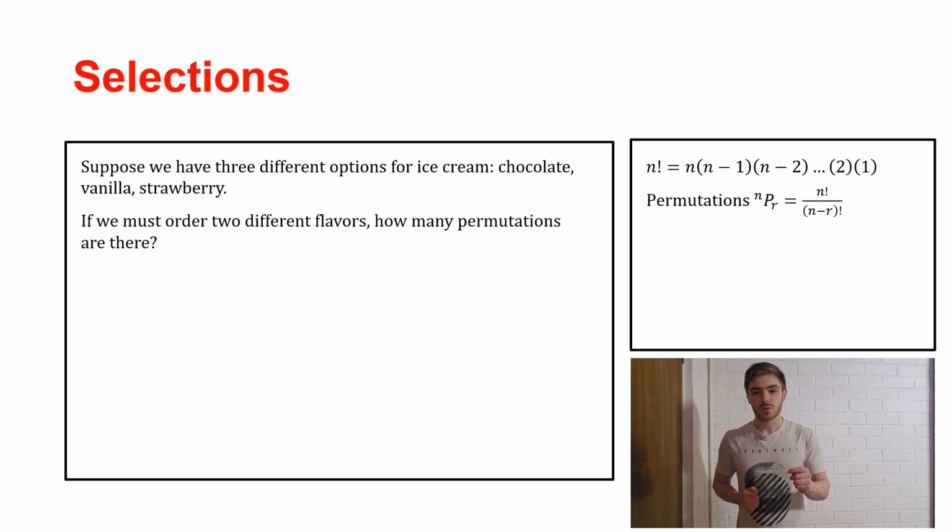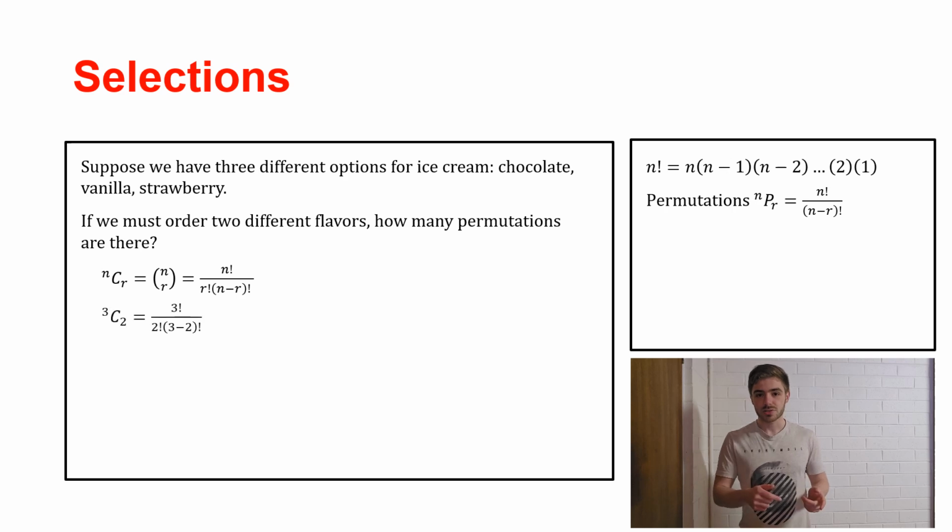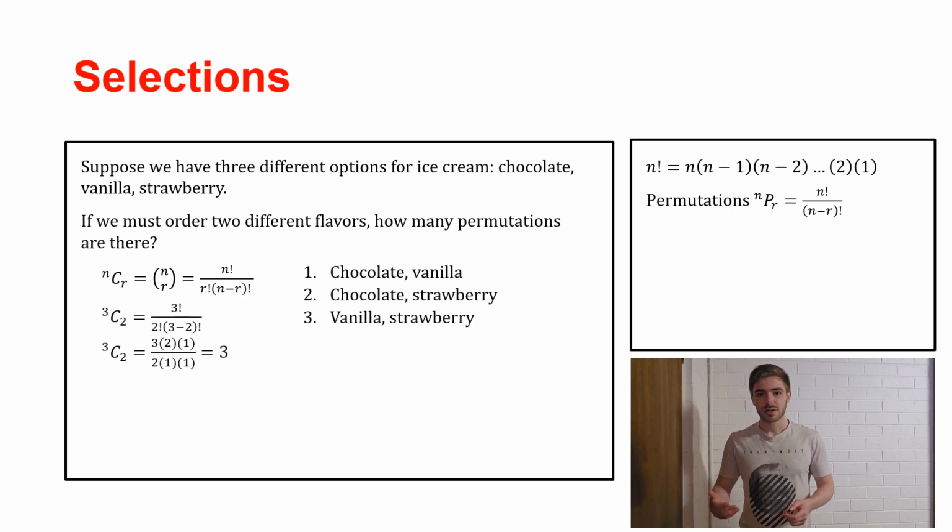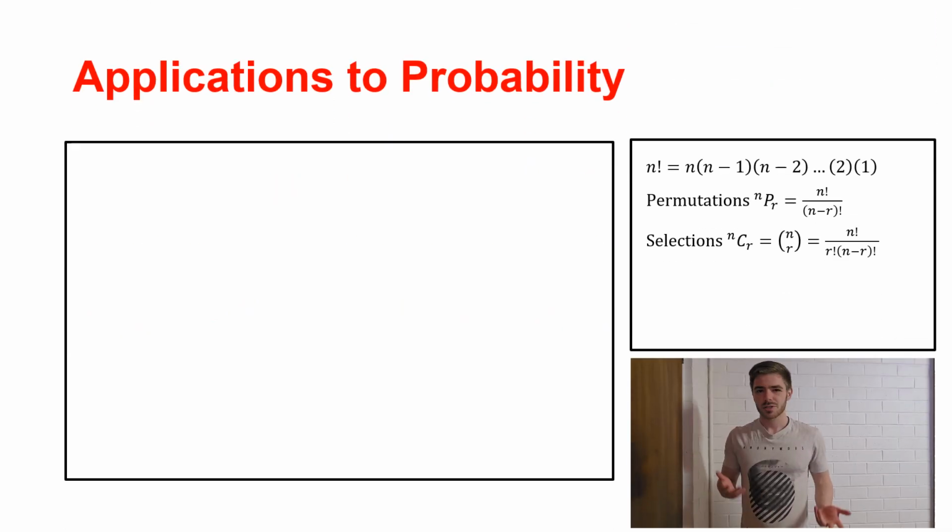This is an application for selections. The equation is only slightly different. There's an additional division by r factorial to remove all of those duplicate combinations. Now, if we apply the selections equation to this example, we get an answer of 3, thus removing all those duplicate combinations. So, how do I know when to use what?